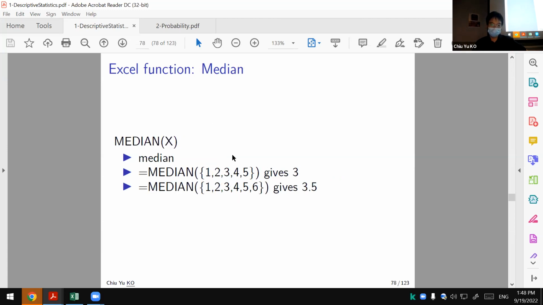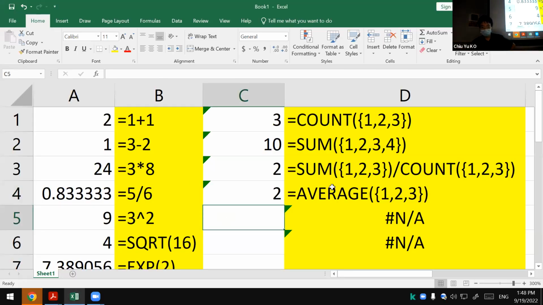The next thing I want to talk about is the median. You can easily see that median immediately gives you what we want. Median of 1 to 5 gives 3. Median of 1 to 6 gives you 3.5. So I just illustrate it once for the median, because with the mean, you want to show the median too.